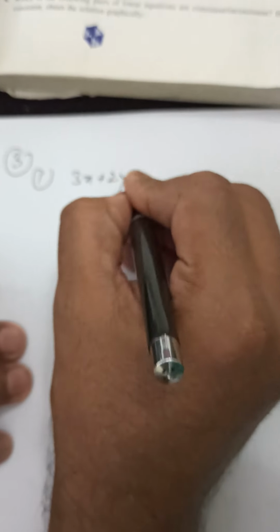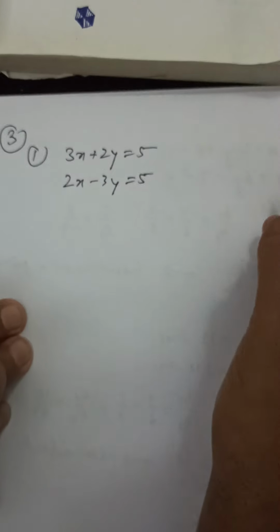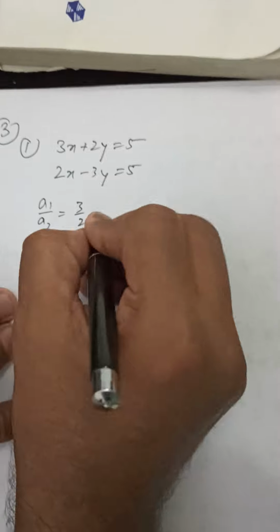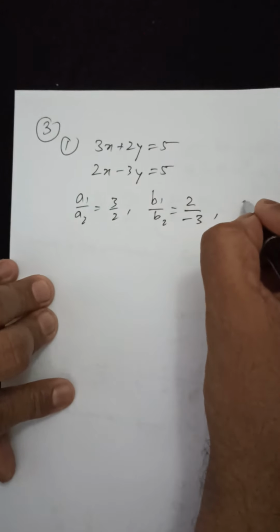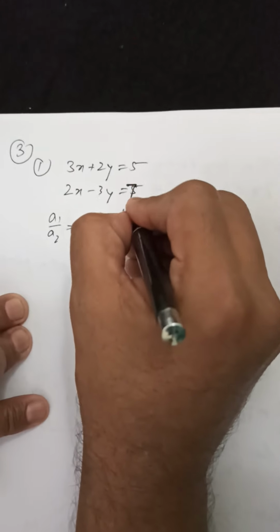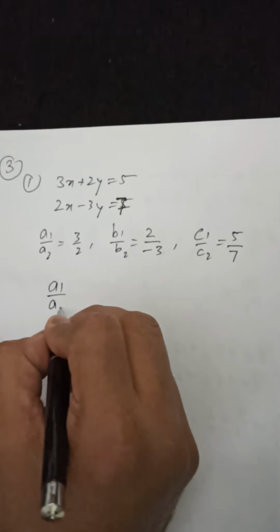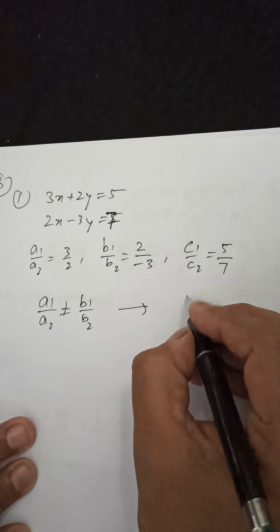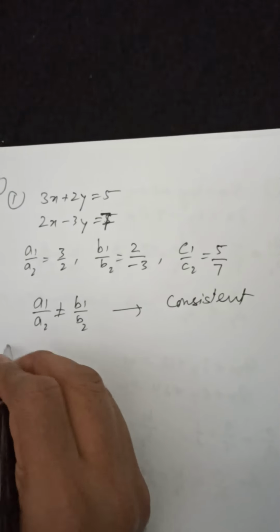3x plus 2y is equal to 5. 2x minus 3y is equal to 7. So students, we can write a1 upon a2 as 3 by 2, b1 upon b2 as 2 upon minus 3, and c1 upon c2 as 5 upon 7. So what do we observe? a1 upon a2 is not equal to b1 upon b2. So as they are not equal, they are consistent lines because they will have a unique solution.